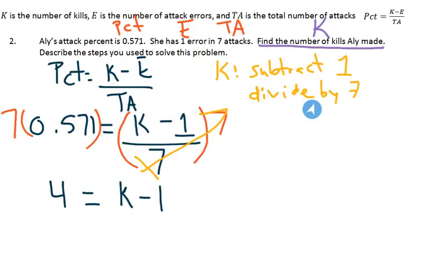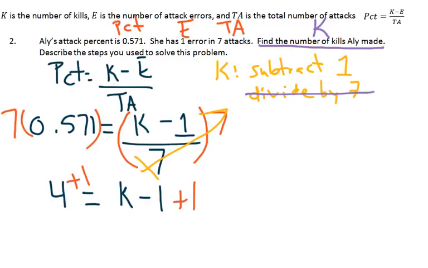So now we've taken care of this. We have undone this divide by 7. Now let's look at this subtract 1. We have K minus 1. We have to do the opposite operation of subtracting 1, which is adding 1. So go ahead and add 1 to both sides of the equation.